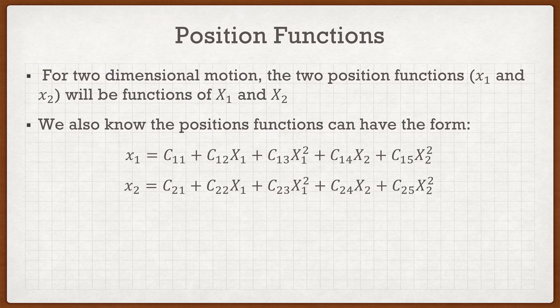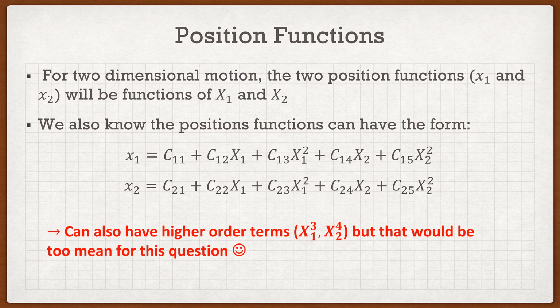Now here's the real trick to remember. x1 can have big X1, but it could also have big X2 in it. And of course, I want to make another note saying that we can have higher orders. So notice how I stopped when I got to X1 squared and X2 squared. There could be an X1 cubed or an X1 to the fourth. But of course, that's a bit too mean, so I guess this will be my first hint in saying that you should not have an X cubed or an X to the 4 or anything like that.